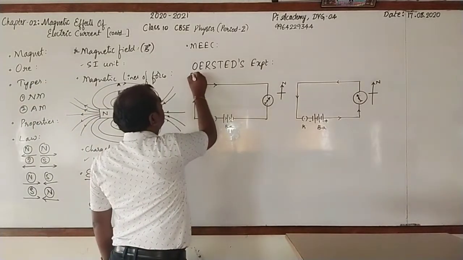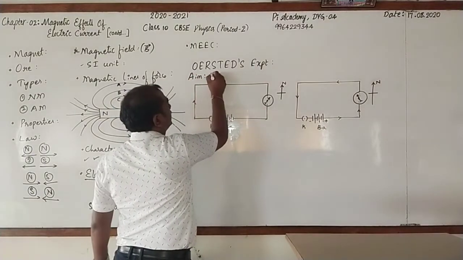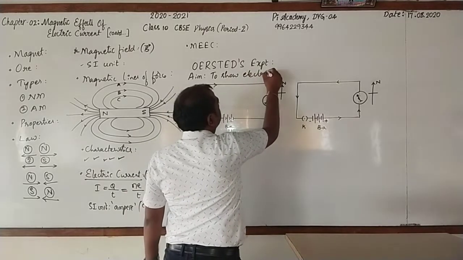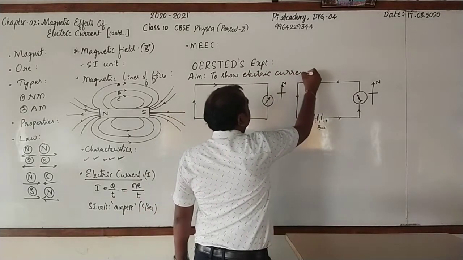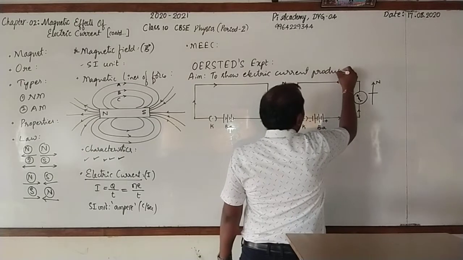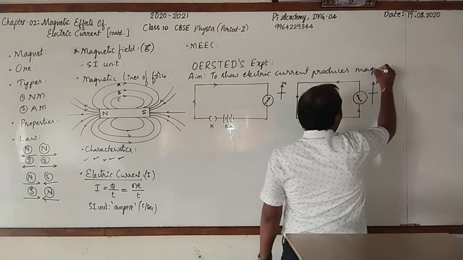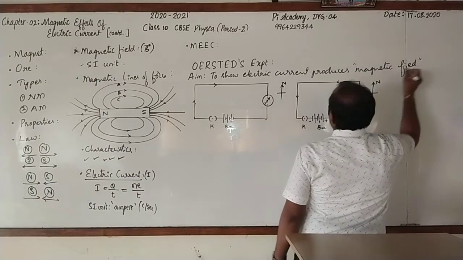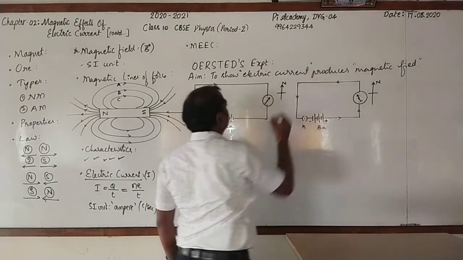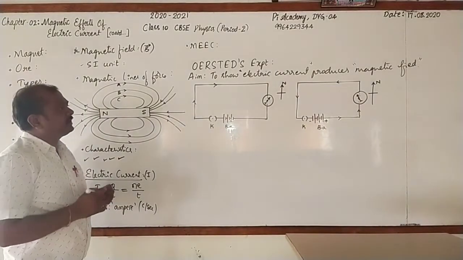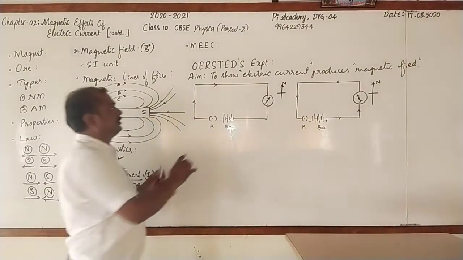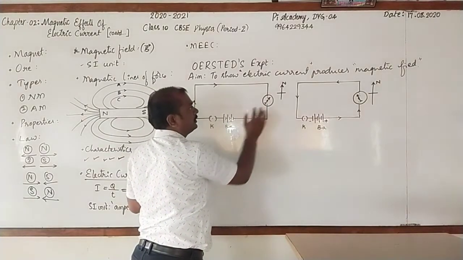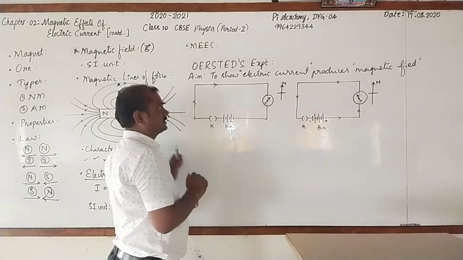Hence, here I write the aim of the experiment: to show electric current produces magnetic field. Here it is electric current. That's why he has made a simple arrangement by taking wire, switch, battery, then magnetic compass.